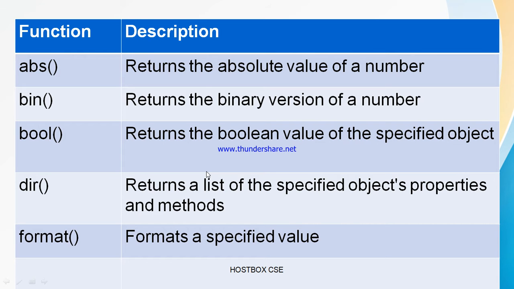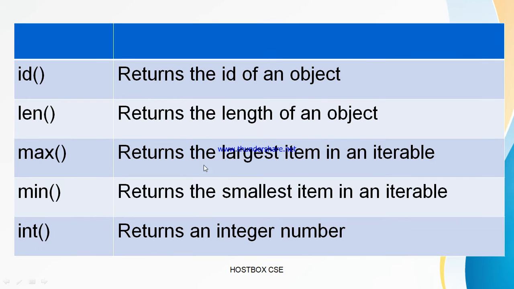Format formats a specified value. And like this we have id, which returns the id of an object, and len, which returns the length of an object, and max returns the largest item in an iterable, and min returns the smallest item in an iterable. At last, int returns an integer number. Let's go for execution one by one: the syntax, the purpose, and the role of each built-in function in Python.